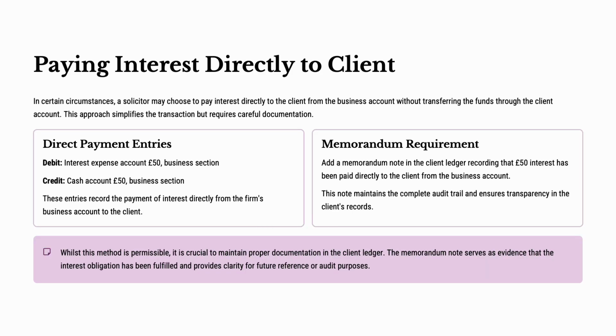So, paying interest directly to client. Sometimes the firms pay the client directly rather than through the client account, usually when ledger balances are already settled. The entries are debit interest expense account £50 in business section and credit cash account once again £50 in business section. So a memorandum note is placed in the ledger to show that this interest has been paid to the client directly.